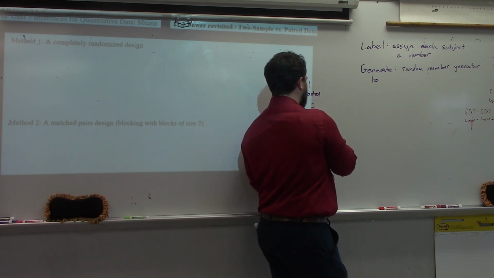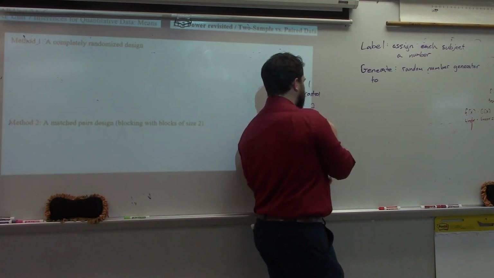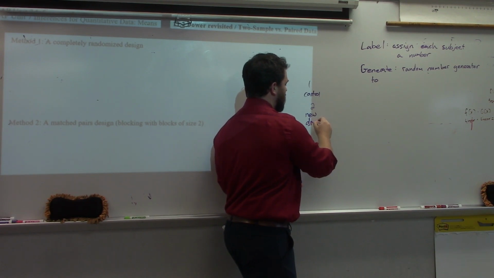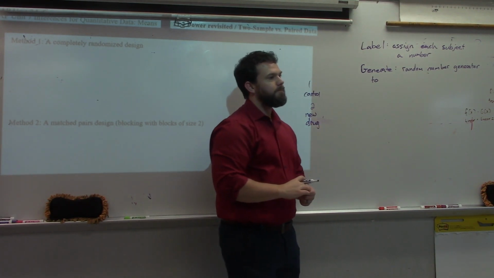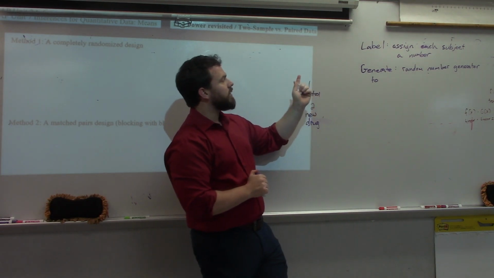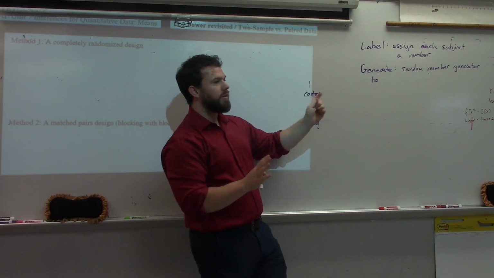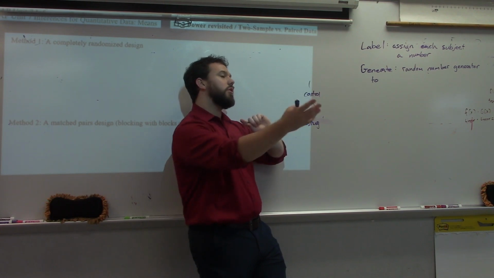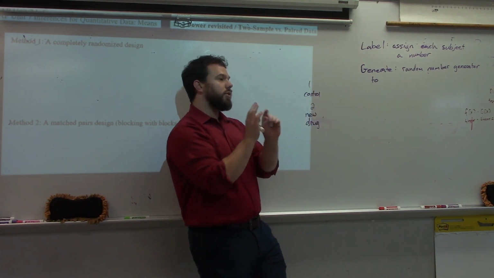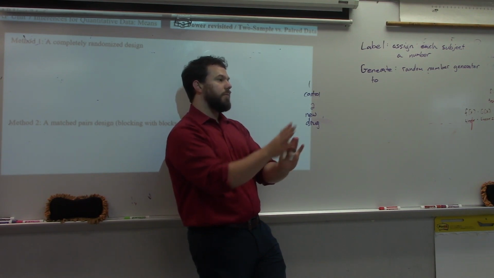But how am I gonna decide? Maybe we could do evens and odds, but we already assigned each subject a number. That's okay, we can do it this way. We could also do number 1 as control, number 2 as new drug. I'm gonna show you what I recommend in a second, but this is a valid way.